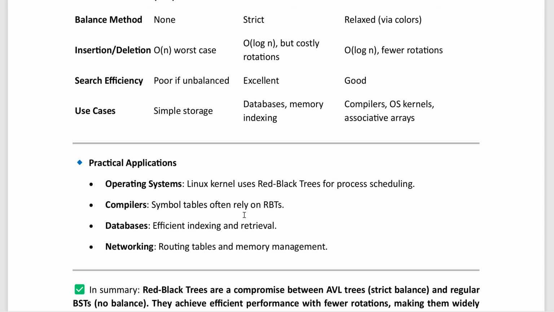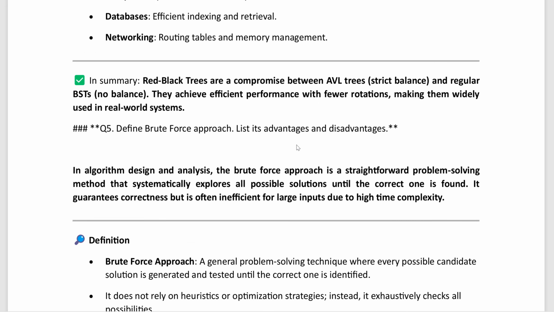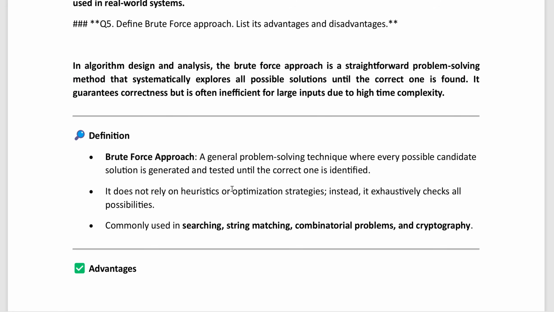In compilers, symbol tables often depend on red-black trees. Databases: efficient indexing and retrieval. Networking: routing tables and memory management. So in summary, red-black trees are a compromise between AVL trees, which follow strict balance, and regular binary search trees, where there is no balance. They achieve efficient performance with fewer rotations, making them widely used in real-world systems.